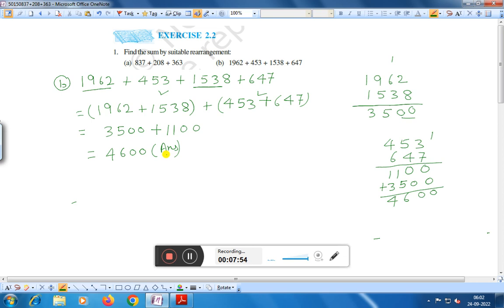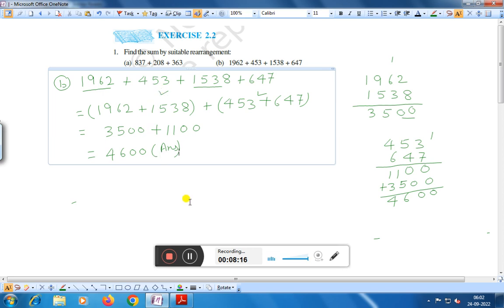That means we will add two numbers in such a way that in the units place or in the tens place we are getting 0. Then it will be easier for us to add the numbers. In this way we have to suitably arrange the numbers and we get the answer easily, right? This is the way how you have to do the problems. This is the solution of question number 1.